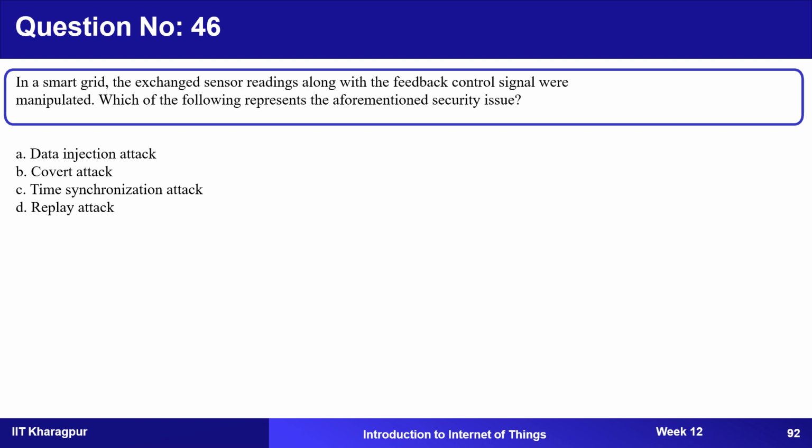Next question is: in a smart grid, the exchanged sensor readings along with the feedback control signal were manipulated. Which of the following represents the aforementioned security issue? Options are data injection attack, covert attack, time synchronization attack, replay attack.